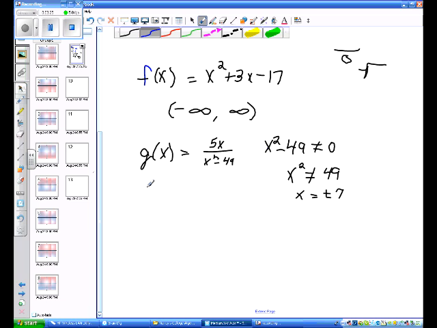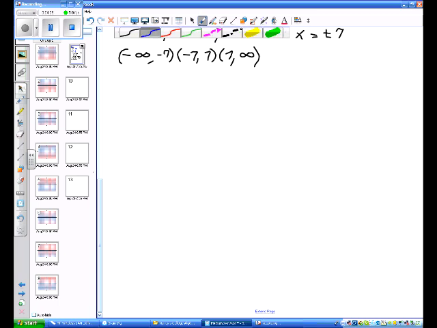We can use all of our other numbers. If we think of our number line with negative 7 and our positive 7, we can use all numbers below negative 7. We can use all numbers above negative 7 until we get to positive 7, and then we can use all the positive numbers above 7. So we would write our domain as negative infinity to negative 7, negative 7 to positive 7, and 7 to positive infinity. So we limited our domain.